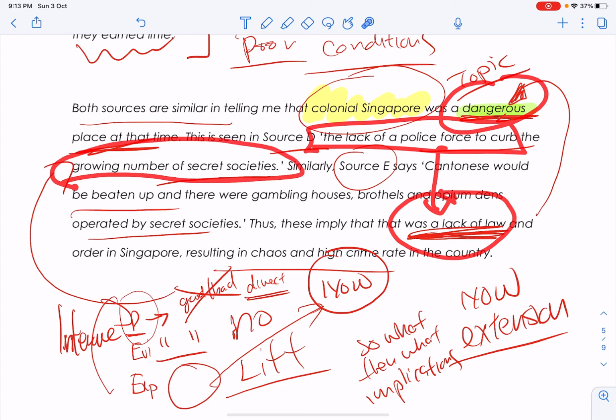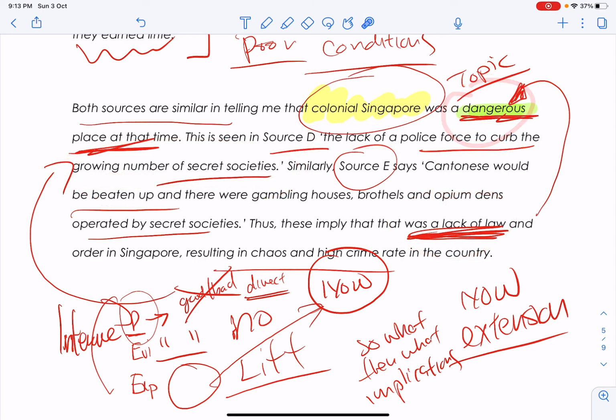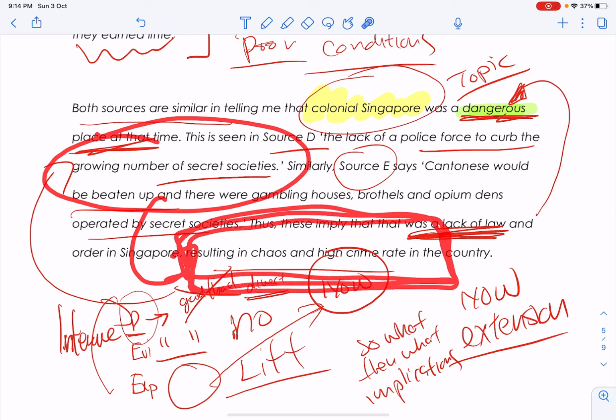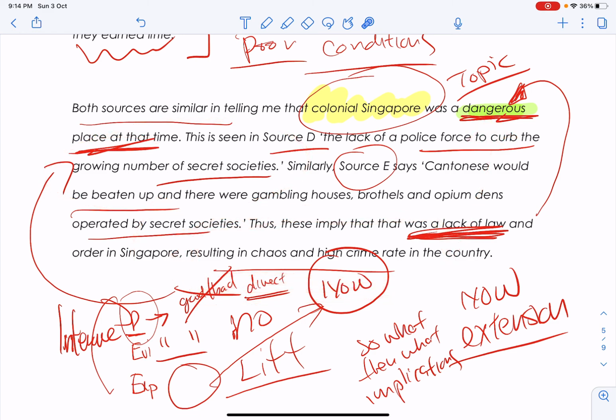Growing number of secret societies. How does this link to danger? You cannot just say because of growing secret societies is dangerous. That's not enough. You must say because of growing secret societies, hence, this will mean that they are free to do whatever they want, resulting in a lot of chaos, a lot of high crime rate. So explaining in my own words, and thus due to the chaos and the high crime rate, that is why it is dangerous. That is why I came up with my inference that it is a dangerous place. So that is what your explanation should look like.